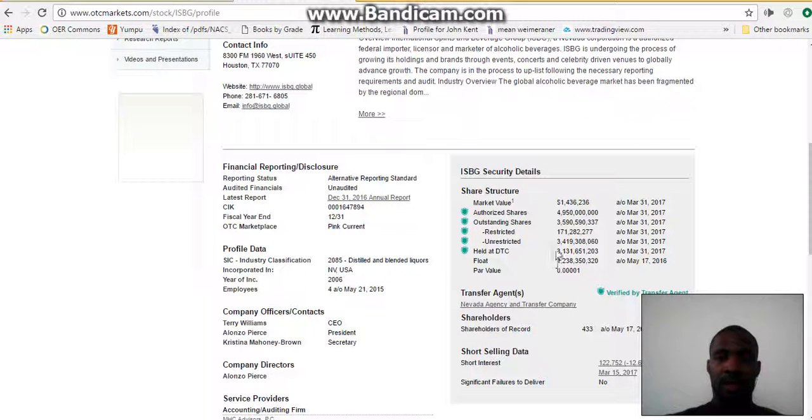That means that out of this 3.5 billion, 1.2 billion are owned by shareholders like me and you who can trade it. The only thing that's bad about this is it wasn't updated as recently as March 31st. It was updated May 17, 2016. So it could be more than this. It could be up to 3 billion. But still, it's not bad.